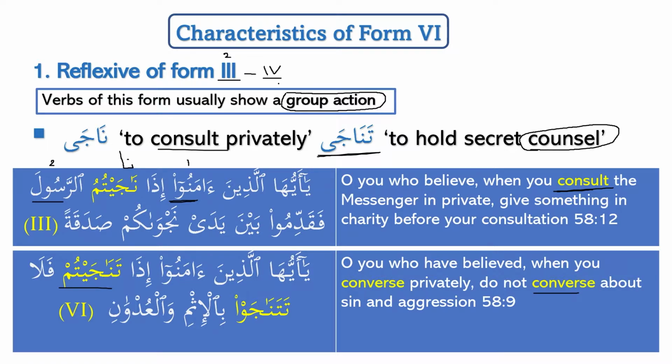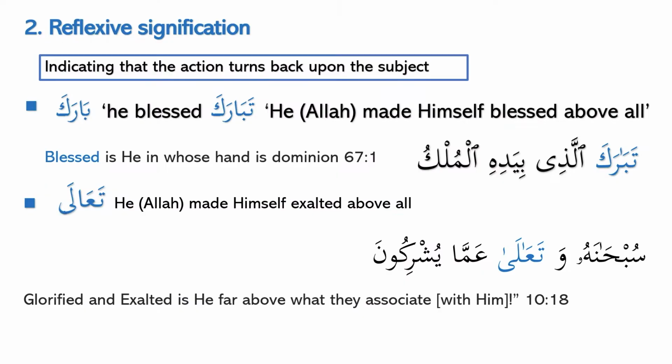Okay, number 6. Number 6 is a group of persons. Exactly. It involves a group of persons. Excellent. So that is the main difference between form number 3 and form number 6. All right. Number 2, reflexive signification.